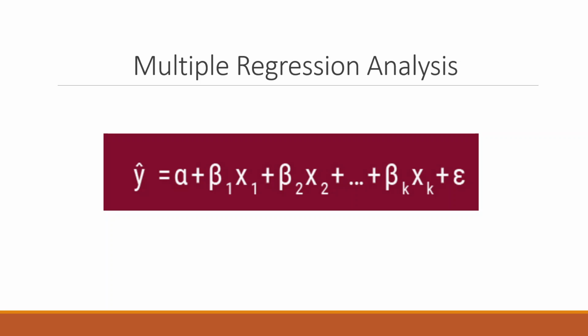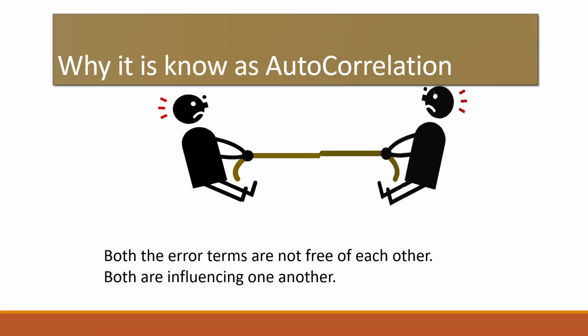Now, if I talk about multiple regression analysis, in this, independent variables are influencing the dependent variable, and then there is one error component, epsilon. In case of autocorrelation, these two errors, the error of today and the previous error, that is epsilon t and epsilon t minus 1, are not free of each other, they are influencing one another.